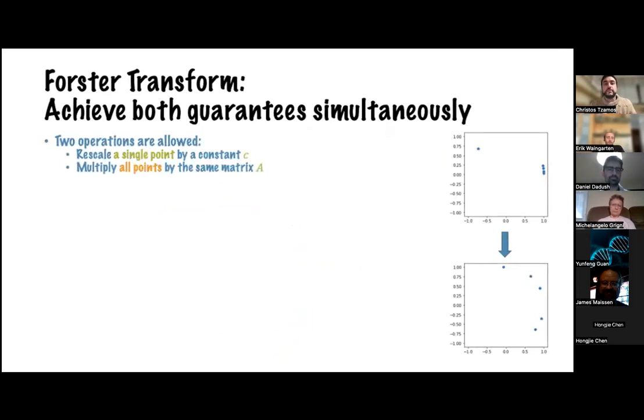So I'm allowed to do two operations. I can take any single point in my dataset and rescale it by a constant. So I can multiply this by 5, increasing the magnitude essentially. And I can also apply the same transformation matrix, a linear transformation, and multiply all the points by the same matrix A.